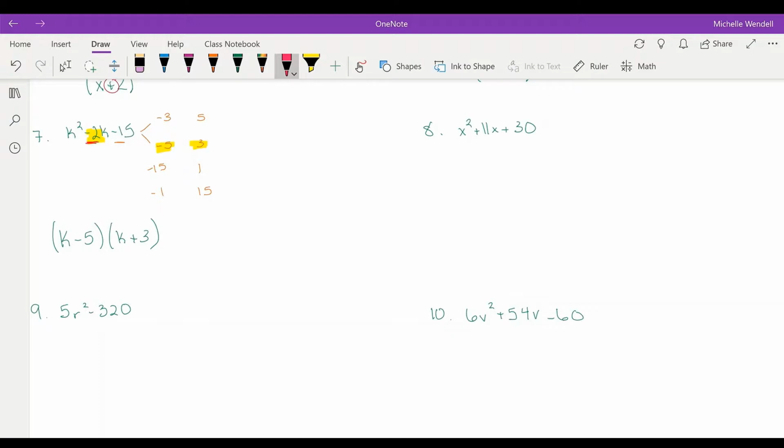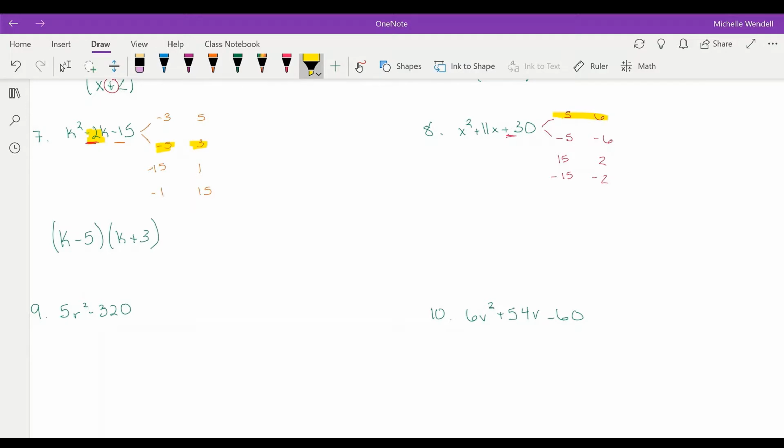Alright, so number 8, I can break positive 30 into a positive 5 and a positive 6, or a negative 5 and a negative 6. Because a positive times a positive is positive, but a negative times a negative is also positive. I could also turn this into 15 and 2 if I wanted, or negative 15 and negative 2. And there's more that I can do, but I see my answer already, which is positive 5 and positive 6.